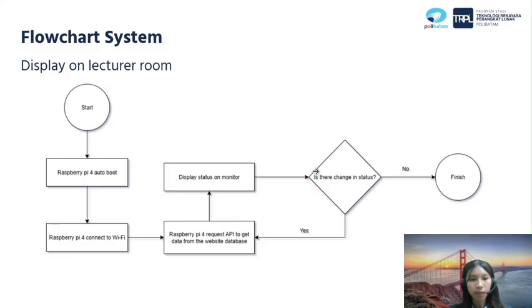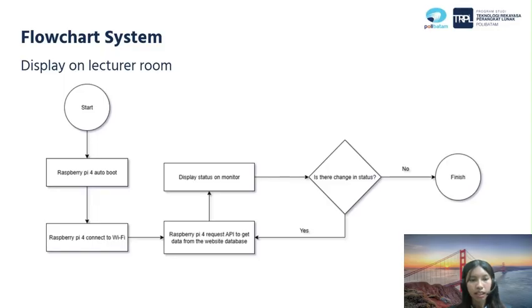And then the system displays the status and schedule information in real time. After that, it continuously checks if there is any change in status, such as updated room usage or schedule. If any change is detected, the Raspberry Pi sends another API request to get the latest data and refresh the display. If there is no change, the system keeps running in standby mode and will only update when needed.